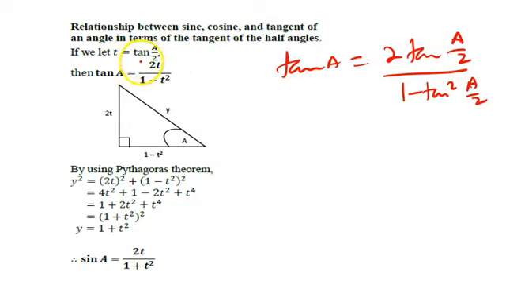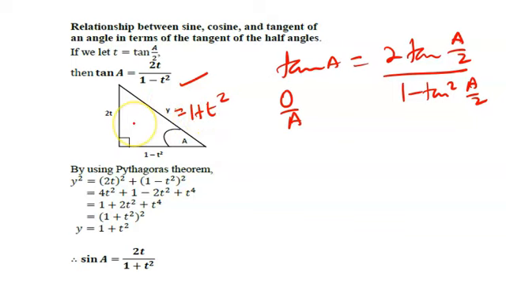So if we let t be tan A on 2, we are going to have this. Now, you know tan is opposite over adjacent, so let's draw a triangle. The side the acute angle is facing, the opposite, will be 2t, and the adjacent will be 1 minus t squared. So we are left with the hypotenuse, which by Pythagoras' theorem, when we simplify, is 1 plus t squared.